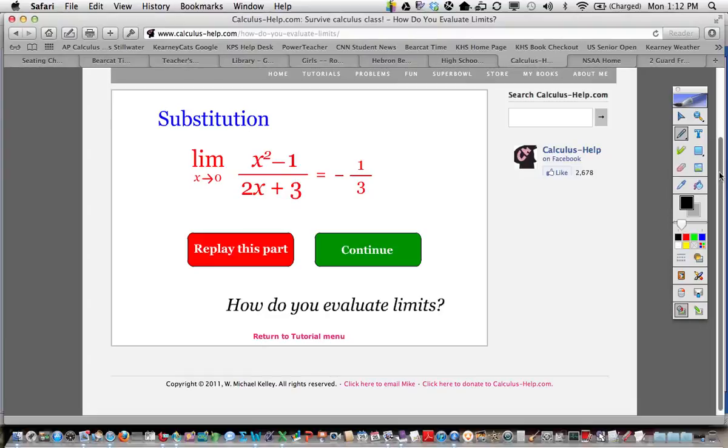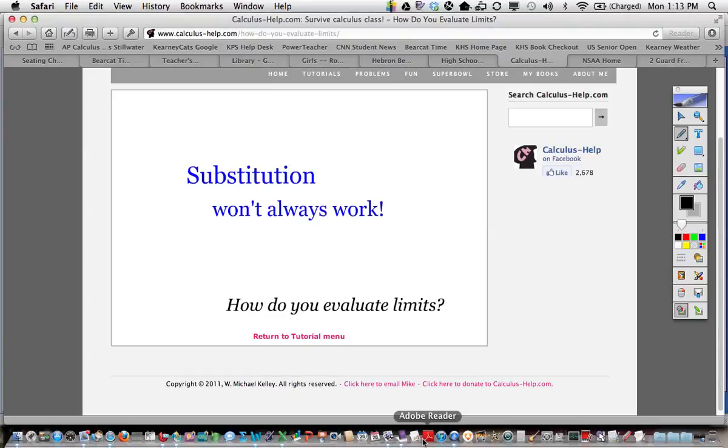Here, if we put a 0 in right away, what do we get? Undefined, because we get 0 divided by 0. And like we said earlier, that means keep going. Try some algebra, try something, and that's what he's going to talk about now.